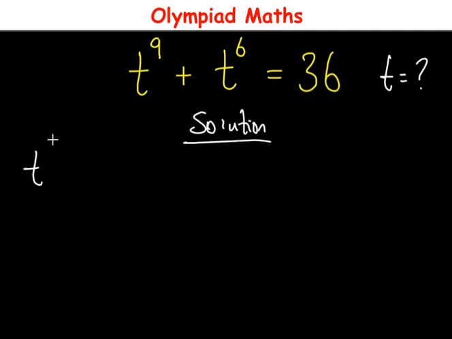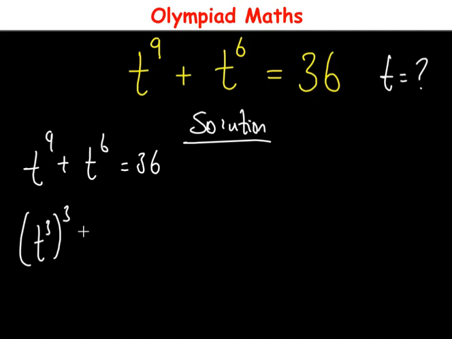So we have t raised to the power 9 plus t raised to the power 6 is equal to 36. Now from here, we can express t raised to the power 9 as (t raised to the power 3) raised to the power 3, because 3 times 3 is 9. Then plus, we can also express t raised to the power 6 as, in brackets, t raised to the power 3, all raised to the power 2, because 3 times 2 is 6. So is equal to 36.